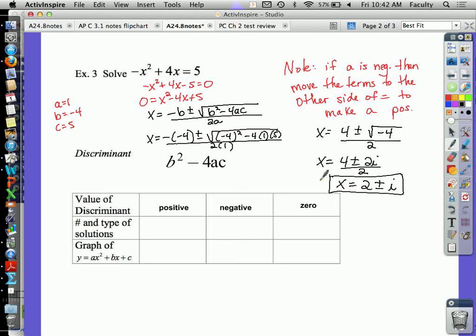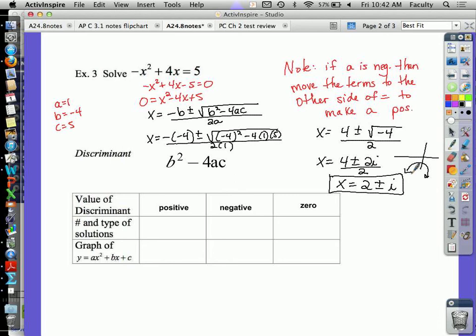And so graphically, this means the parabola was either opening down the whole time and never crossed, or it was opening up and never crossed, okay? Okay, so then that leads us to the next topic, which is the discriminant.